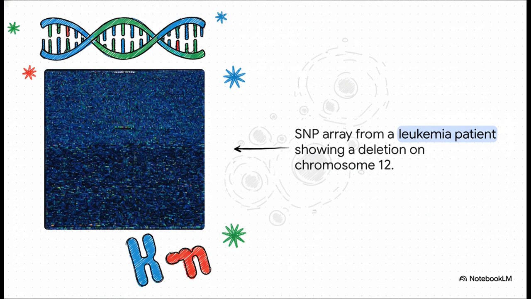And here, have a look at this. This is a real-world example of just how powerful this is. This data is from a young patient with leukemia. Let me walk you through it. The top part of the graph measures the amount of DNA. Now notice this area here. See how the dots suddenly drop down? That's our first big clue. It means a piece of chromosome 12 is missing.